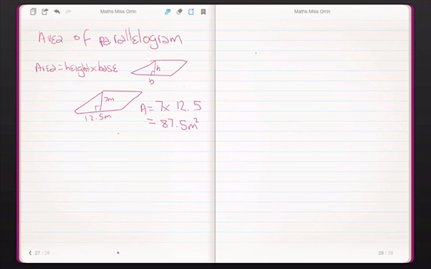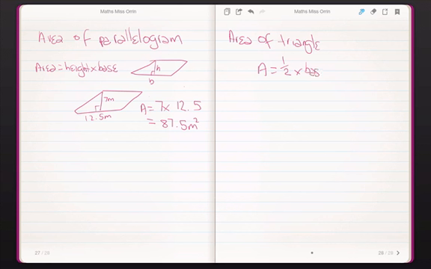Also, we're going to look at some triangles. So the area of a triangle is simply half of that. Okay, so the area equals half times base times height, okay? We should have already done this, so hopefully we remember this.